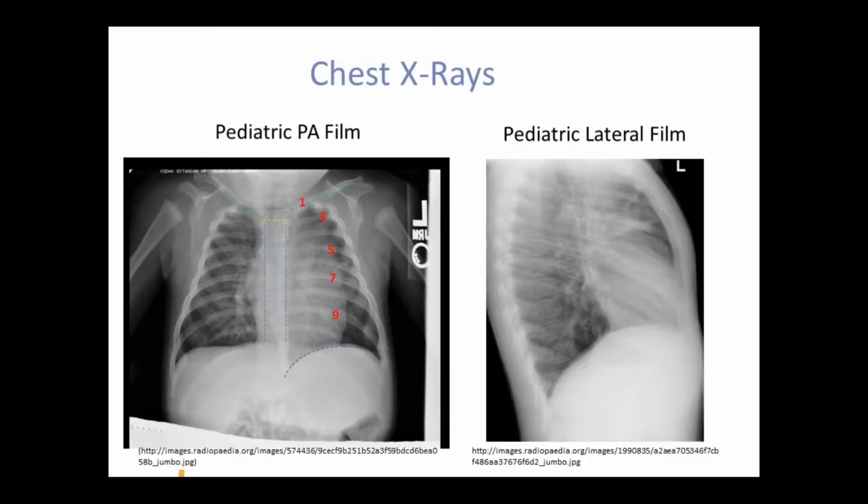Additionally, ensure that you order 2 views when ordering any pediatric chest X-ray, such as a lateral view in addition to a PA view. Lastly, be aware that lines and tubes often appear on chest films. Though they will not be covered in this video, it is important to recognize what they are and to not mistake them as pathological features.